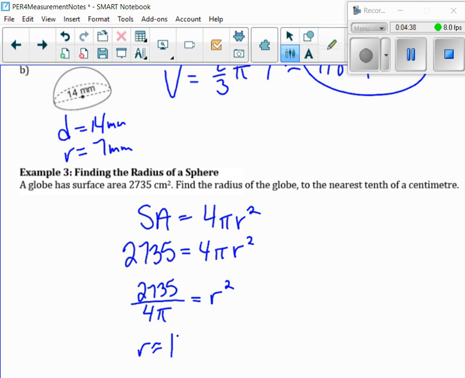So 14 point, say, to the nearest centimeter. Oh, I'm going to do the nearest tenth of a centimeter. So 14.8 centimeters. All right.